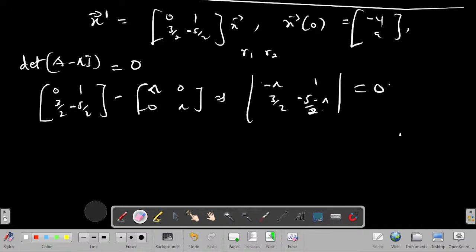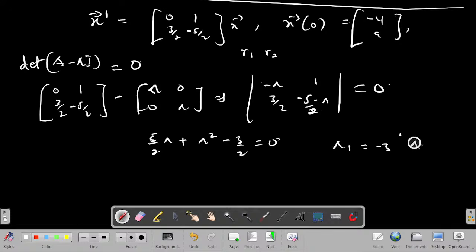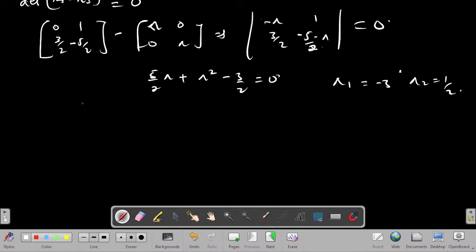So you have this here. Now, since I have changed it, I'm going to have 5 out of 2 lambda, plus lambda squared minus 3 out of 2 equal to 0, right? Good. So now you can punch this one and you should be getting your first one to be negative 3 and the second one to be equal to half, right? So once you have this done, then when our lambda is equal to negative 3, what's the corresponding vector, right? So we come back to your characteristic equation, then you replace it.